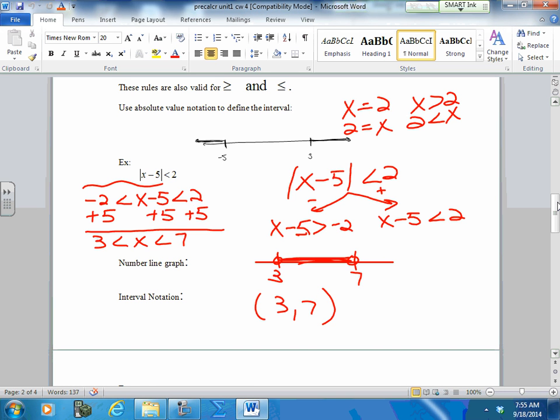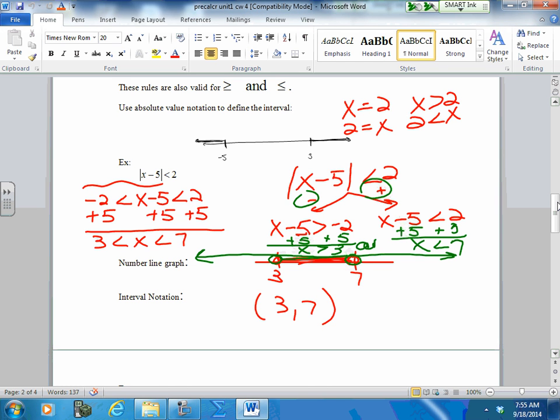Now let's solve this to see if it's the same thing as when we do two separate paths like this, the positive and the negative. We'll add 5. We'll add 5. So we've got x is greater than 3. So from here on out, x is greater than 3. We have x is less than 7. From here on out, see what happens to an and? They cross. So you have to make sure you say and in the middle.